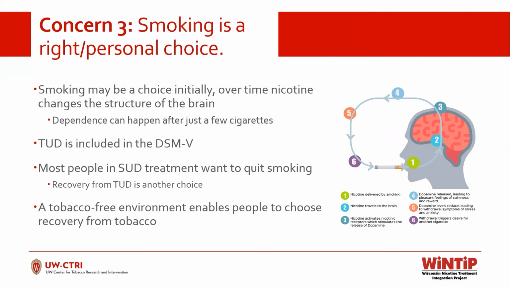And you're all very familiar that when the dopamine levels in the brain start to drop, we experience withdrawal. This is very true of nicotine and tobacco products as well. So that dependence can happen after just a few cigarettes, and people lose their choice of whether or not they want to smoke as that dependence starts to happen. As we established, people are interested in making changes to their tobacco use, and so the choice to pursue tobacco recovery is another choice. Providing a tobacco-free environment is going to enable people to make that choice for themselves and feel that they have the appropriate support so that they can accomplish their goals.